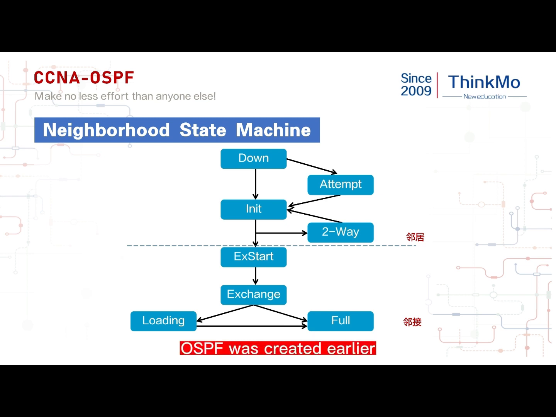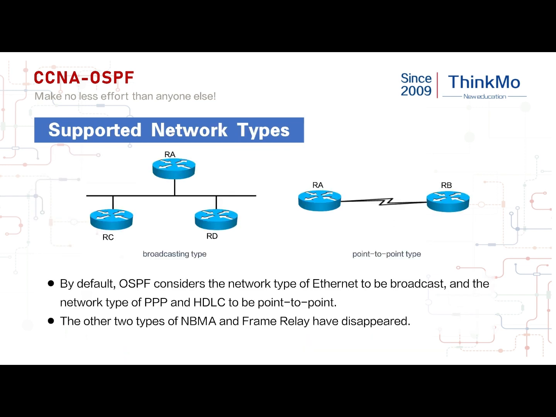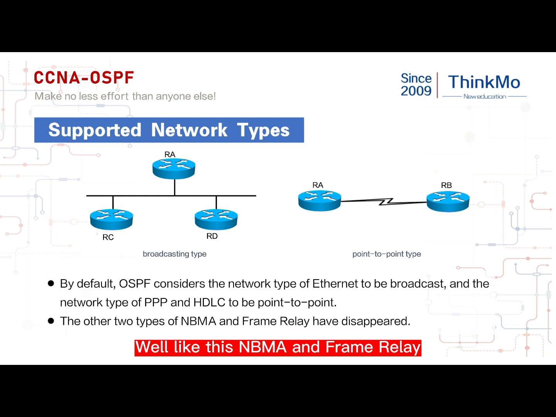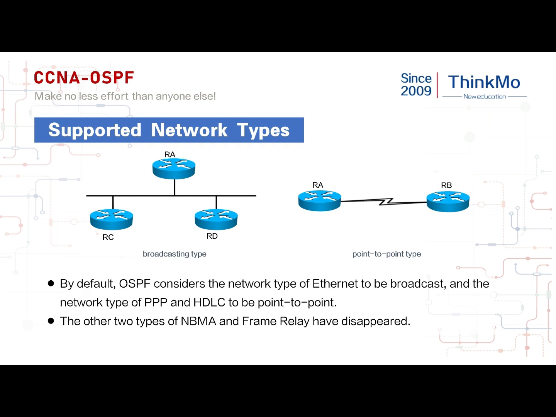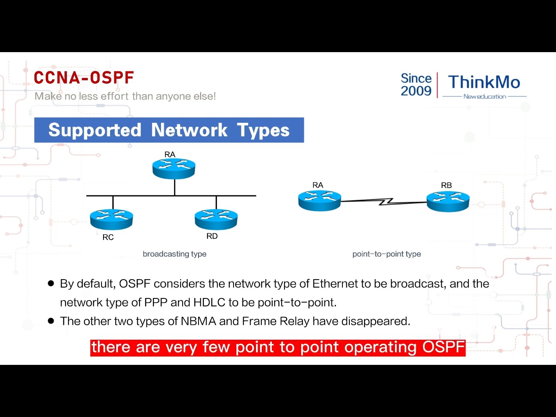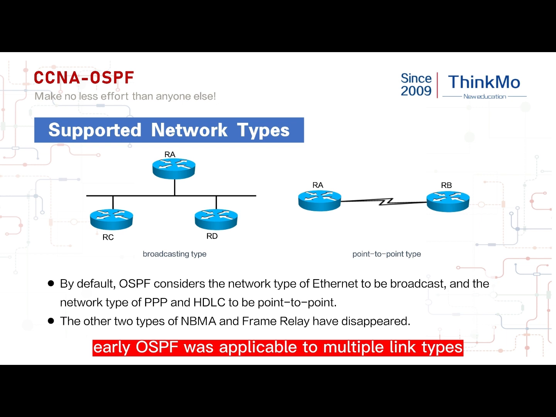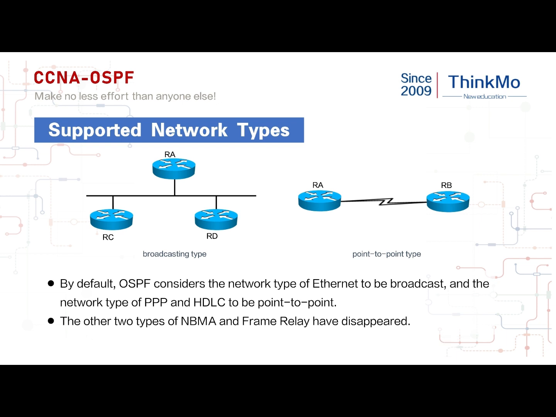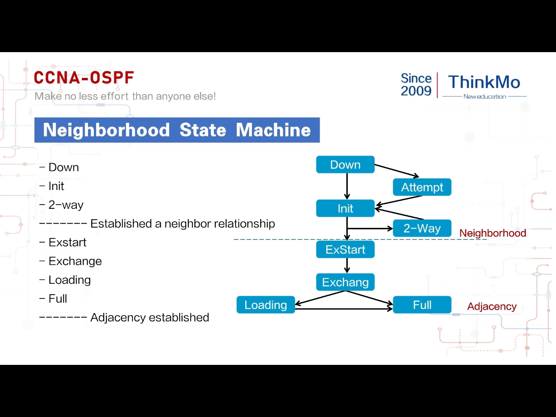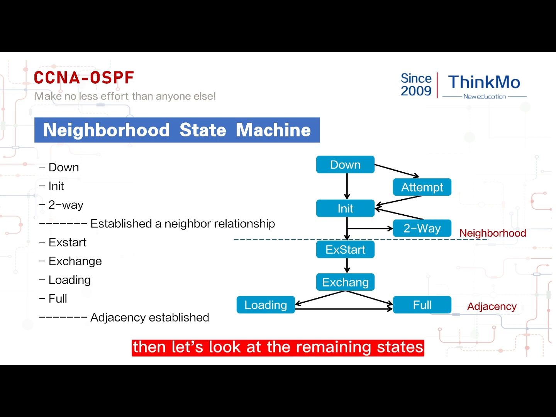OSPF was created early. It supports many ancient network types, like NBMA and frame relay. This environment is no longer seen. In fact, there are very few point-to-point networks running OSPF. Early OSPF was applicable to multiple link types. It can support them. Then let's look at the remaining states.